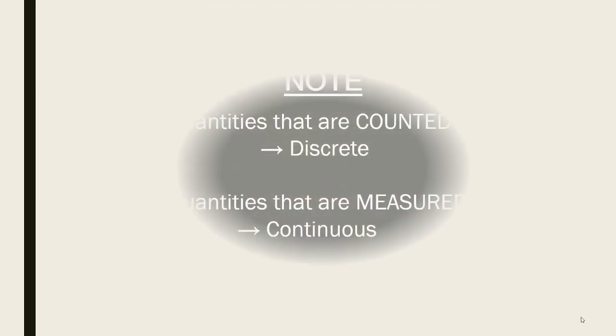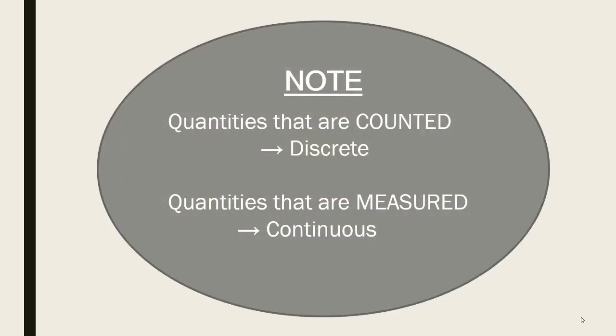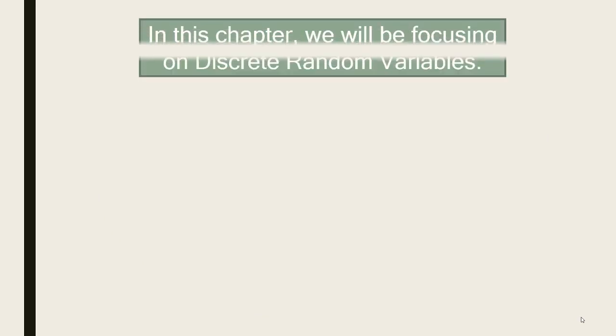Okay, so we have a note. Whenever you're dealing with quantities that are counted, it's discrete. Whenever you're dealing with quantities that are measured, it's continuous. So in this chapter, we're going to be focusing on the discrete random variables, the ones that are finite. There's a finite number of answers.